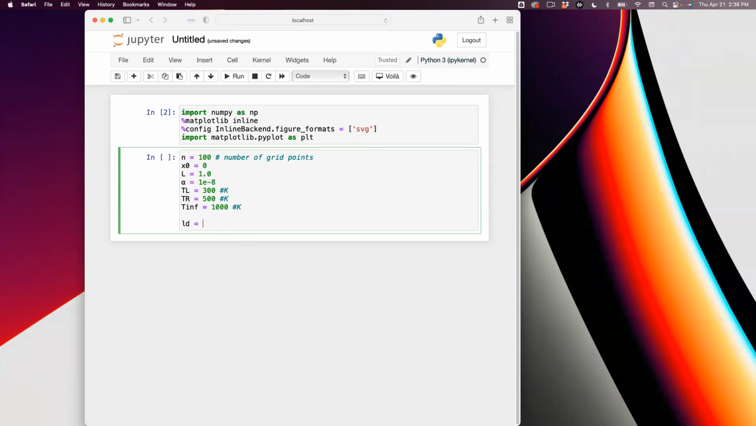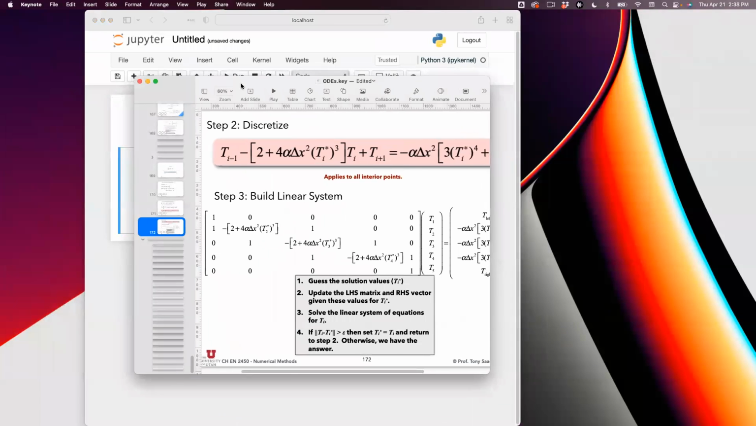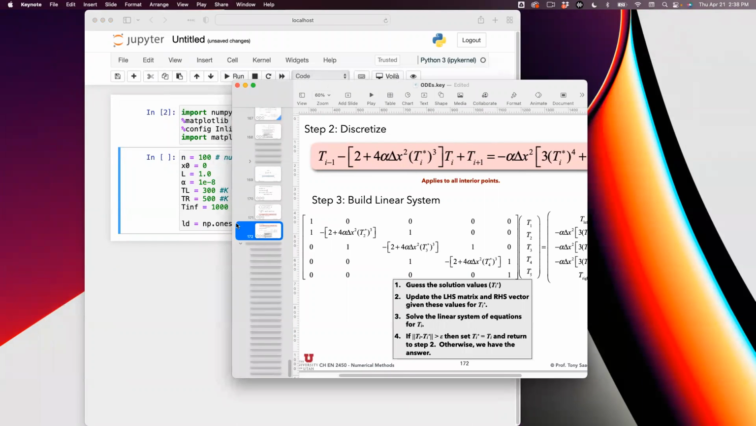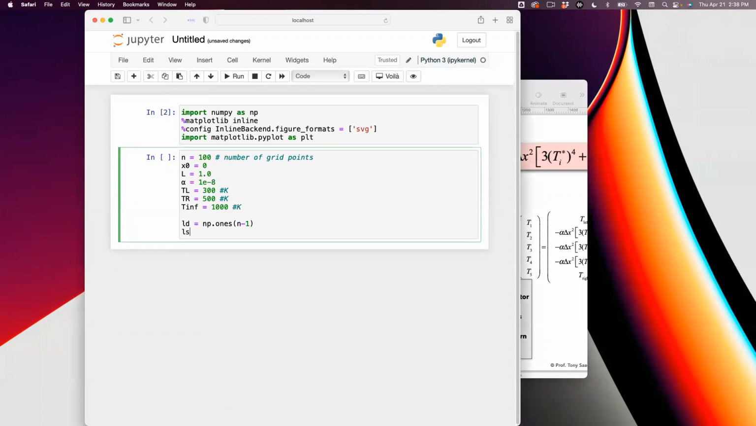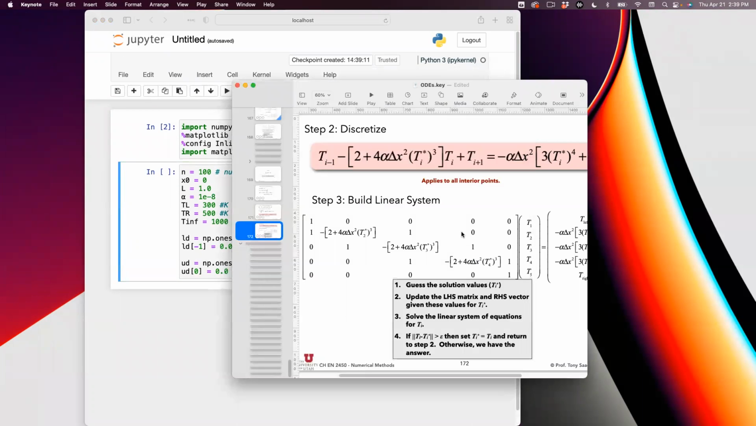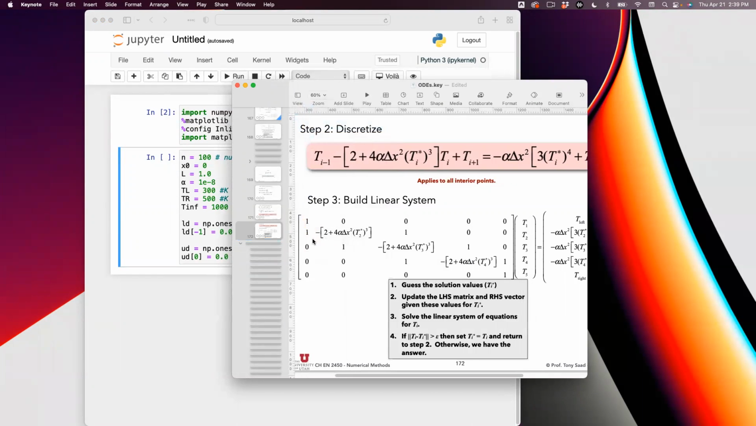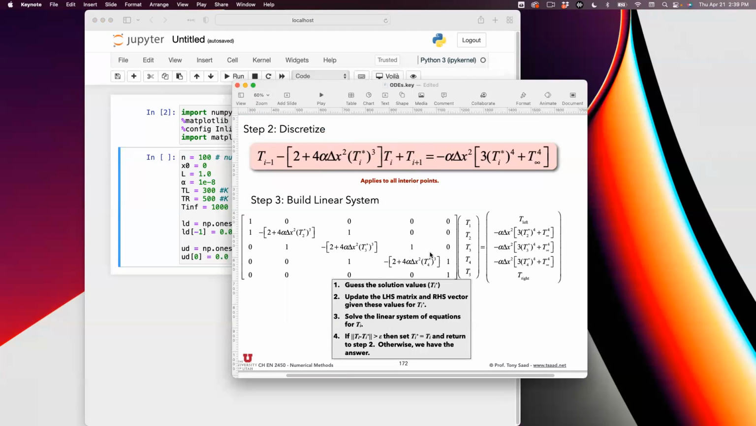For the lower diagonal, I have np.ones of size n minus 1, right? For the lower diagonal, they're all ones except the last entry is 0, so LD[-1] is 0. Okay. For the upper diagonal, I also have np.ones of size n minus 1, and the first entry for the upper diagonal is 0.0. Correct? Yep. The upper diagonal is all ones. Now, I don't have 5 points, I have n points over here, right? That's kind of the power of this.